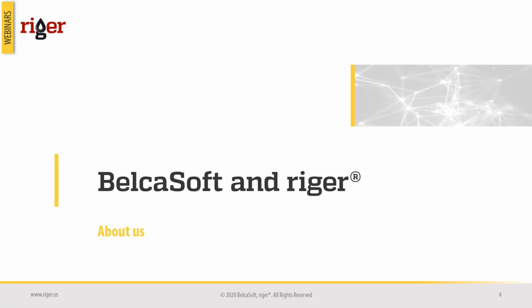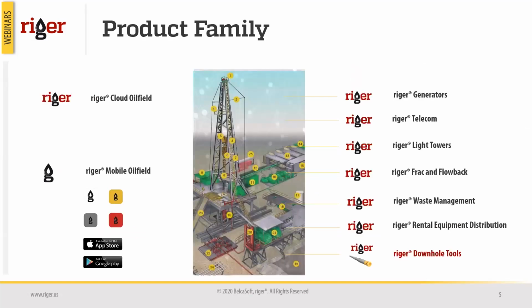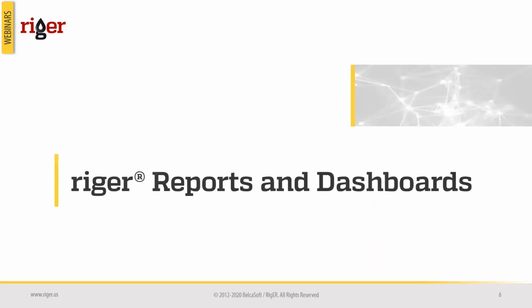So just a short information about us. RigER is a flagship product of Belkasov company, and it is an operations management system for oilfield rental and software companies. We have quite a few products in our RigER product family. That includes RigER Cloud Oilfield, which is a basic product. We also have several mobile applications that sync all information with cloud database. And there are some sub-industry applications like RigER downhole tools, RigER lighthouse and generators, frac and flowback, and more. So that's all for the introduction, and we'll start now about the reports and dashboards.